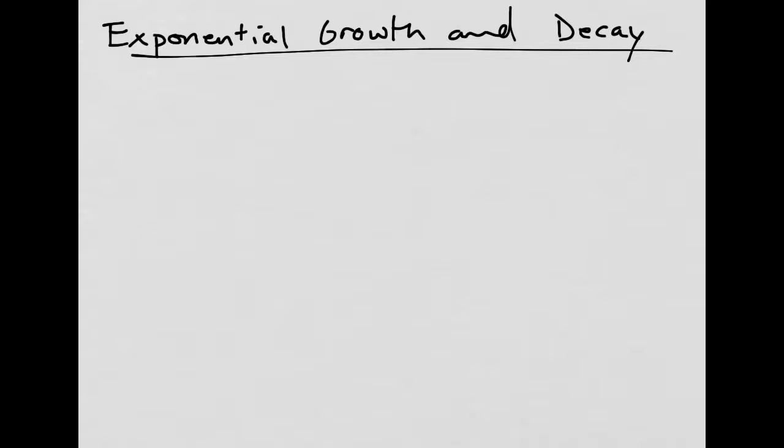In this lesson, we will have exponential growth and decay. We're going to have things that get bigger and bigger and bigger, and things that get smaller and smaller and smaller. That's what growth and decay means. That's all it means.